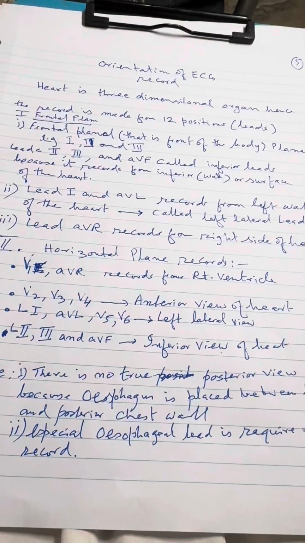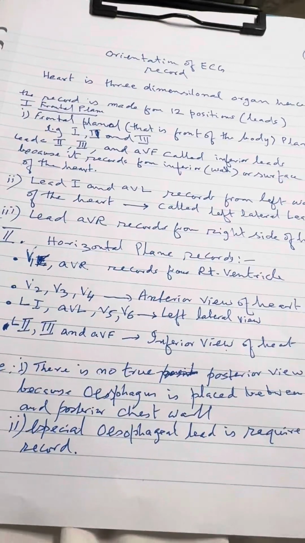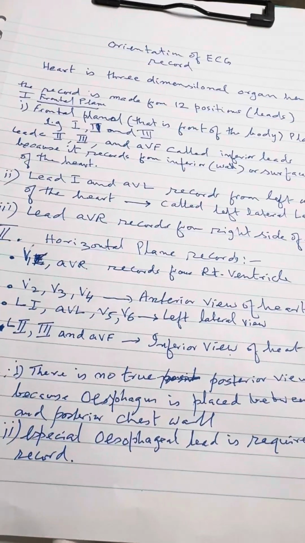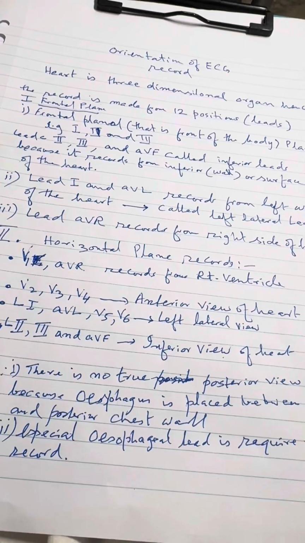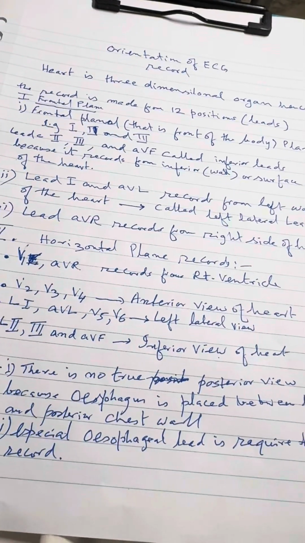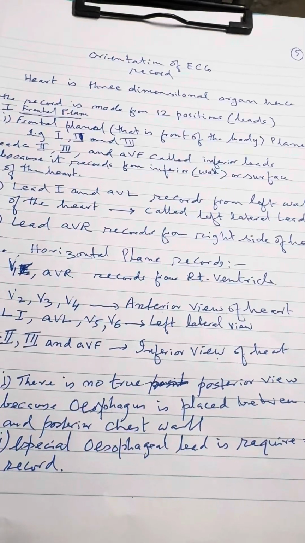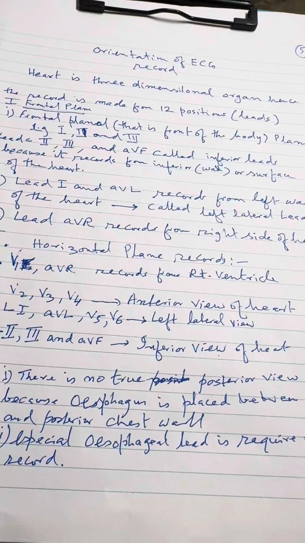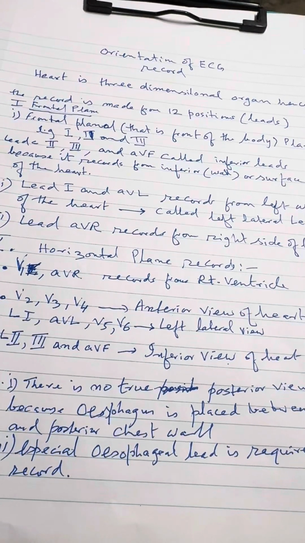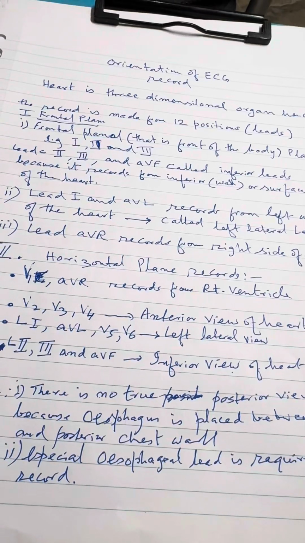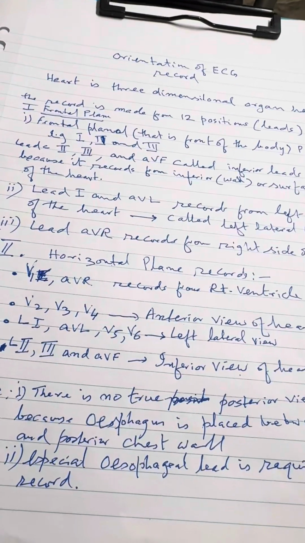There is no true posterior view because the esophagus lies between the posterior wall and the heart. So that is why the true posterior recording is not available. Why? Because the esophagus is between the posterior chest wall and the heart.